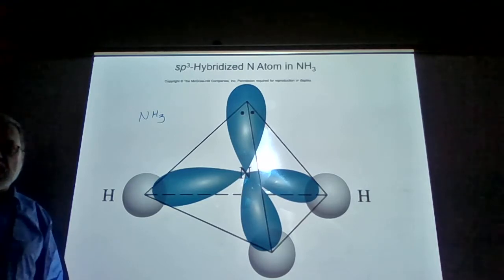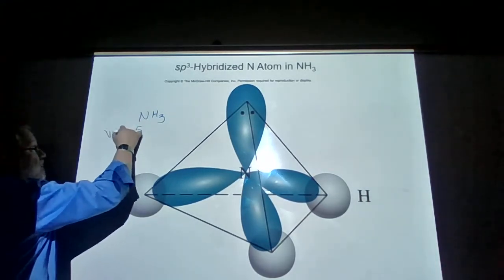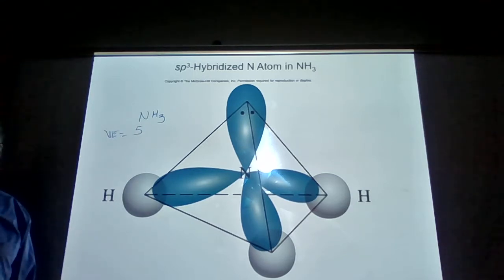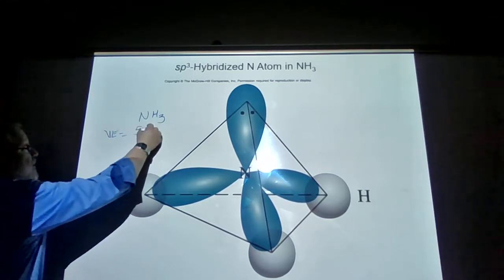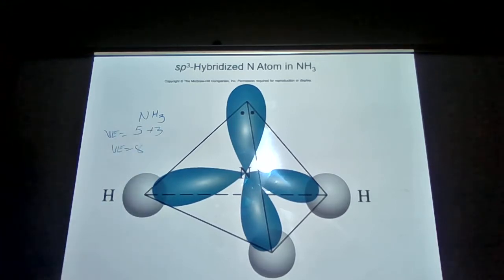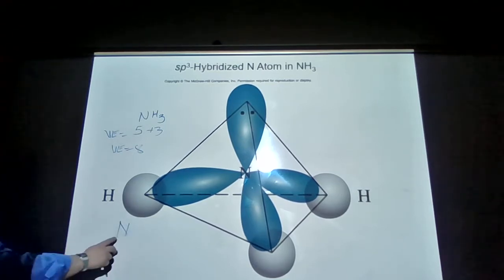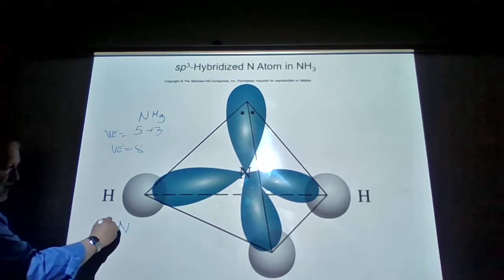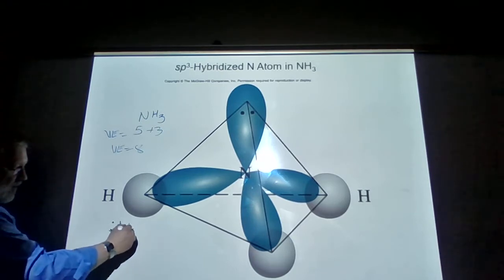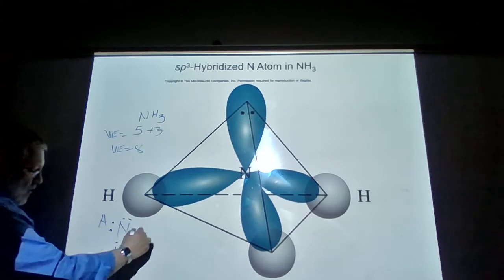What's the number of valence electrons for nitrogen? 5. How many for hydrogen? 1. How many hydrogens total? 3. So 5 plus 3 is 8. We have 8 valence electrons. The center atom is nitrogen. How many electrons does the center atom want? 8. 1, 2, 3, 4, 5, 6, 7, 8.